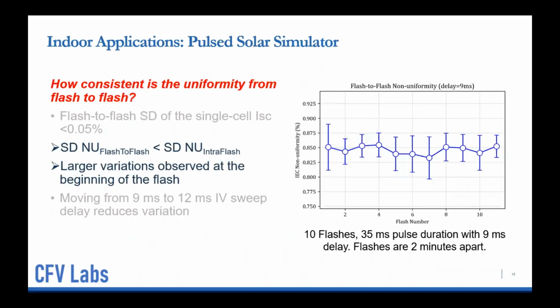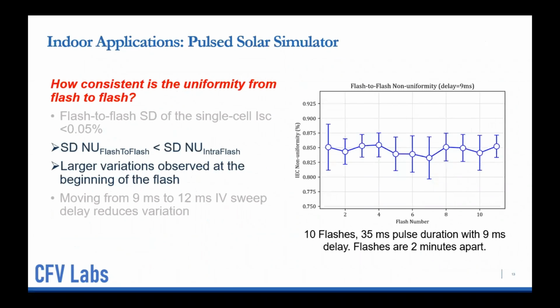And in this plot, this is the mean non-uniformity for the single flash, and these whisker bars represent the standard deviation within the module, within the flash. So we can see that the standard deviation from flash to flash is actually smaller than the intra-flash variation. So this all is really good information for us as a test lab to drive some of our uncertainties down. Because when we do the measurements, if we have the uniformity change during the sweep, we're sampling different points of the IV curve with different uniformity.